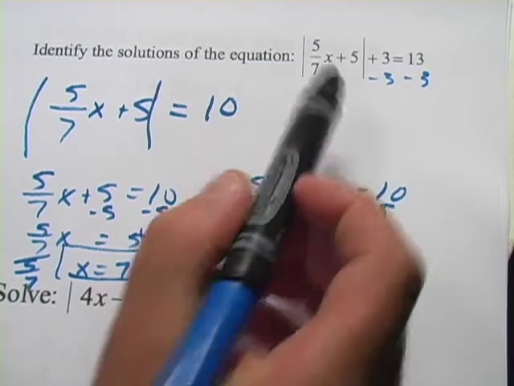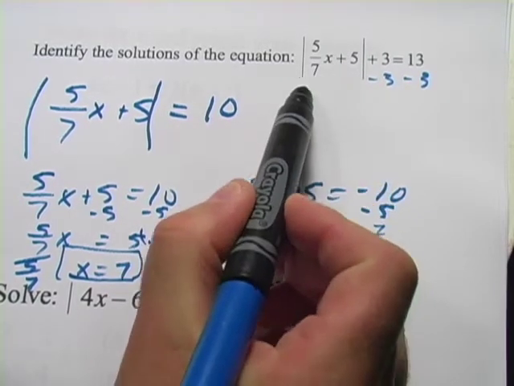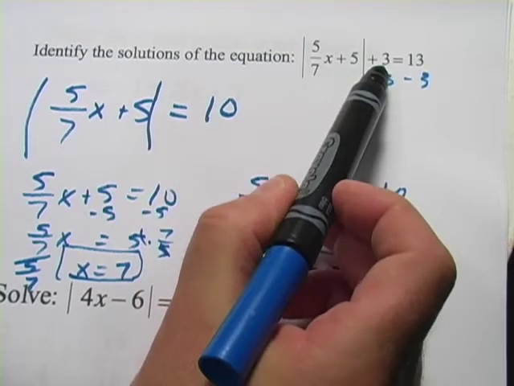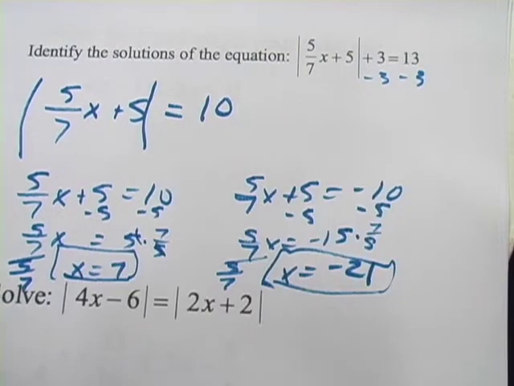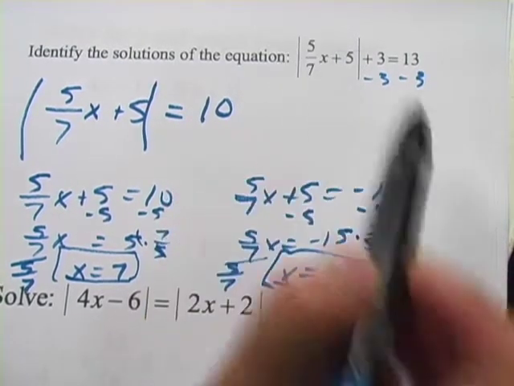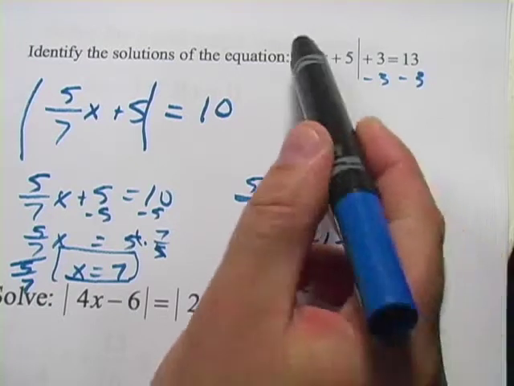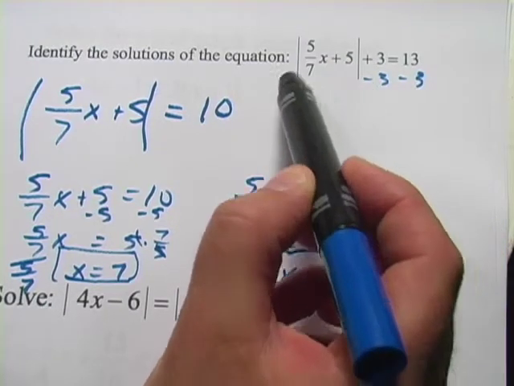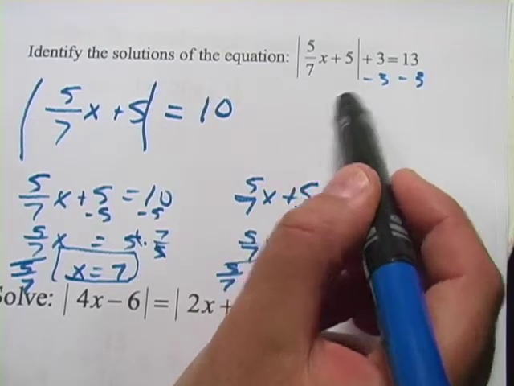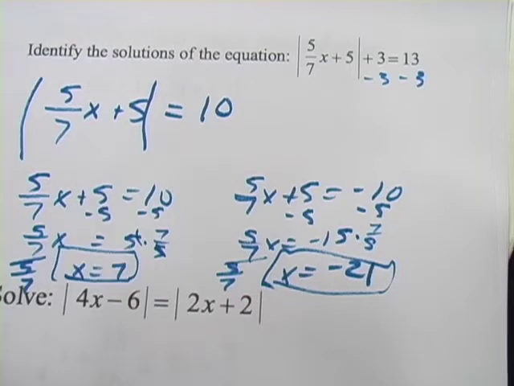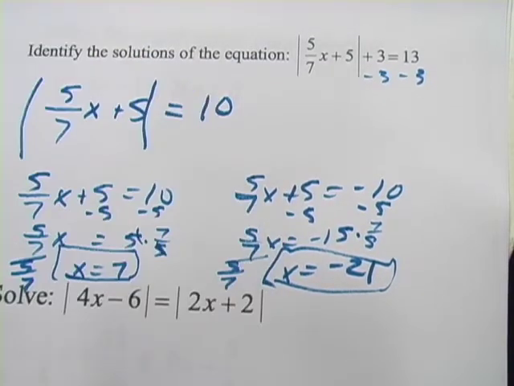So let's plug in a 7 here. If I put in a 7, 5/7 times x is going to be 5. That would be 5 plus 5, that's 10. Plus 3 is 13, so 13 equals 13. That one works. Let's put in our negative 21. So 5/7 times negative 21, that's going to be 5 times negative 3, that's going to be negative 15, plus 5 is negative 10. When I take the absolute value of that, it's a positive 10, plus 3 is 13. I get 13 equals 13 again. So I've double checked. So those are our two solutions for this one.